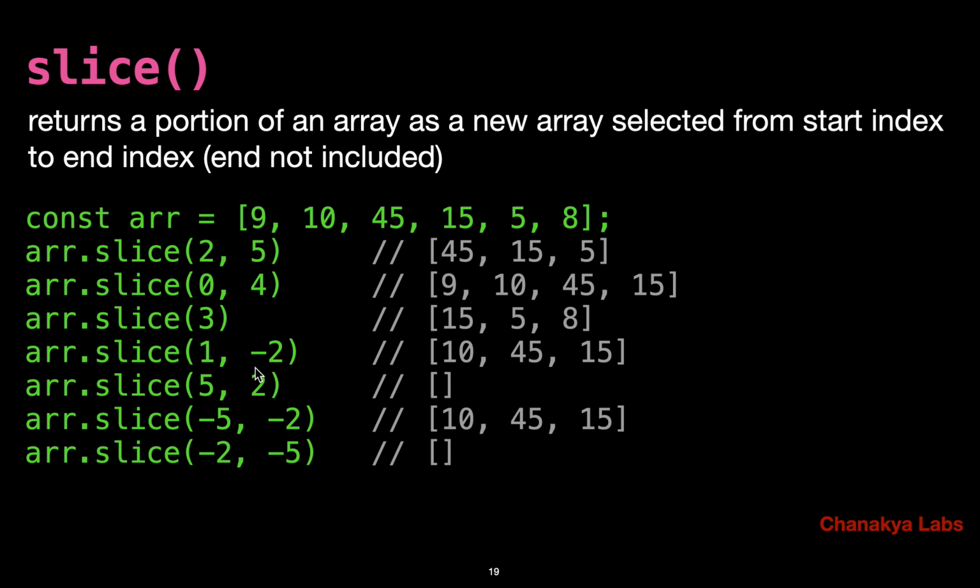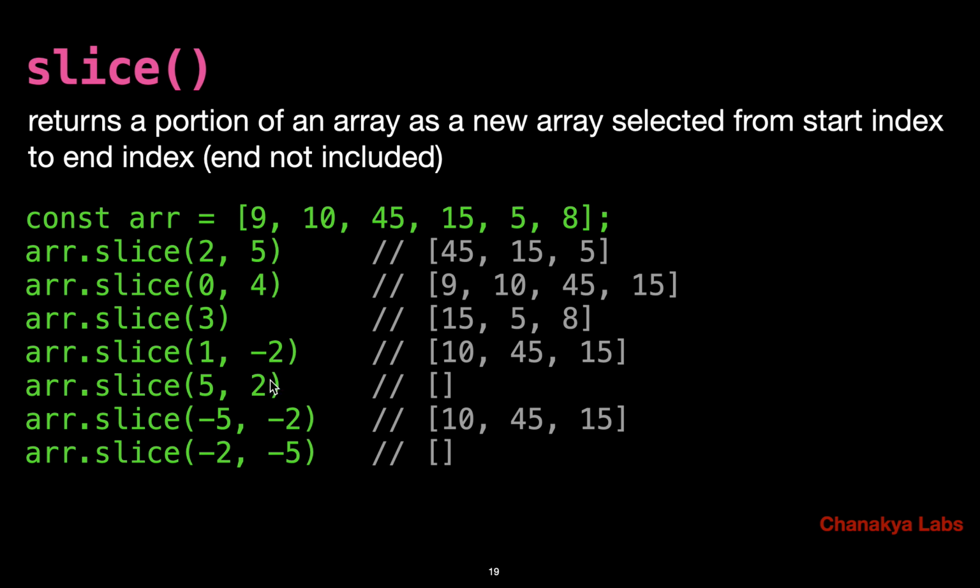Minus 3. So I have to go till minus 3. Okay, so from 1 to minus 3. So 0, 1, this is index 1, and what is the index of minus 3? Minus 1, minus 2, minus 3. So from 10 to 15. So that arithmetic works out here also.